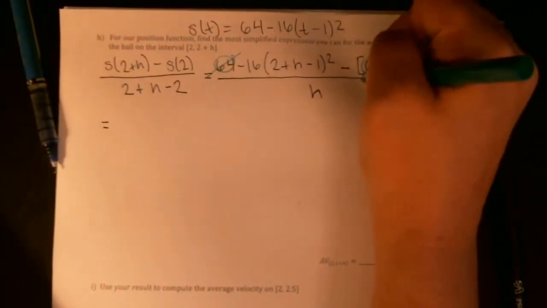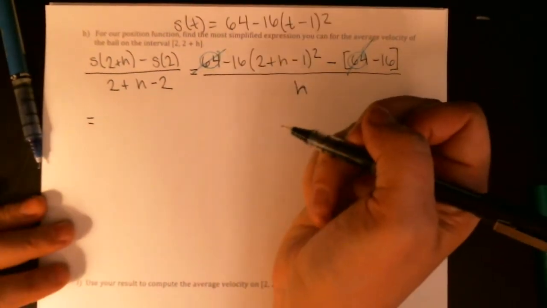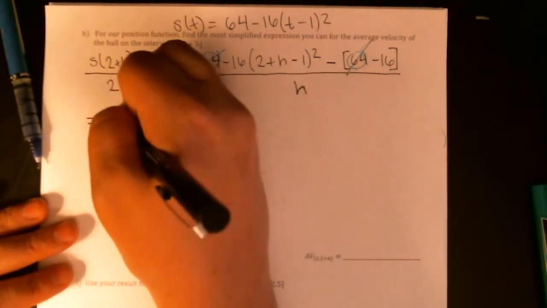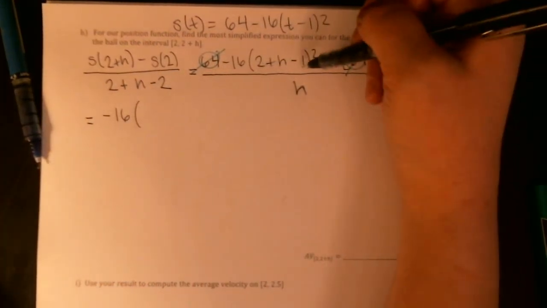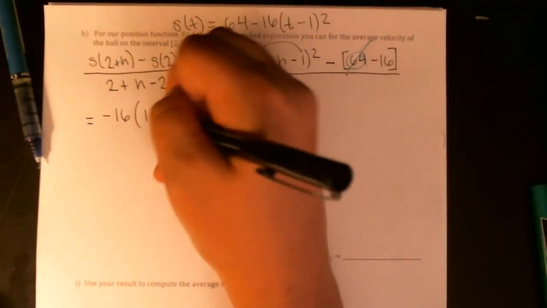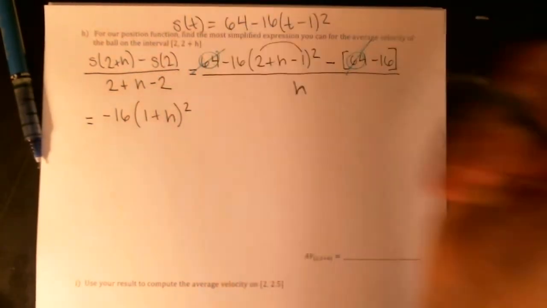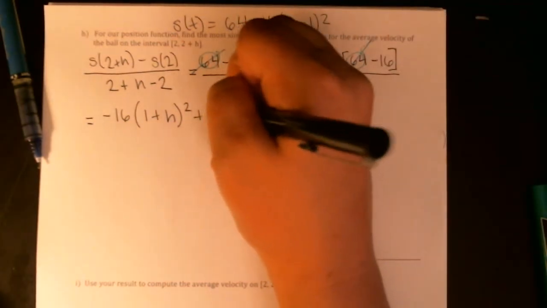For one thing, I can see that this, let's see, maybe green will show up. Well, 64 minus a 64 is going to go away, so I'm just going to go ahead and do that to save myself a little writing. And I can also see that 2 plus h minus 1 is the same thing as 1 plus h. And then minus a negative 16 will be plus 16.